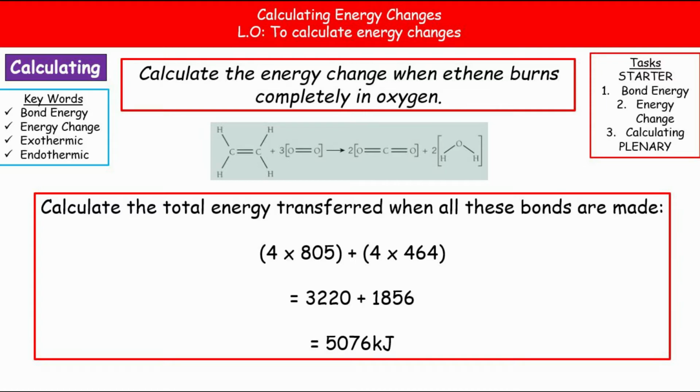Same as we did before, we substitute in the actual bond energies from our table. So it will be 4 times 805, which is the carbon double bond oxygen energy, and 4 times 464, the oxygen hydrogen bond energy. Type that into your calculator and you'll get an answer of 5,076 kilojoules.